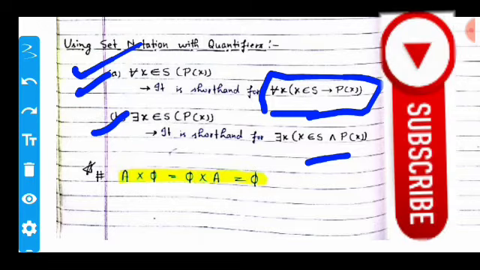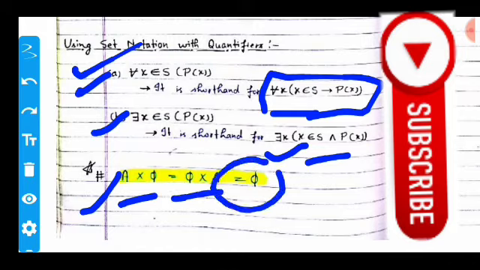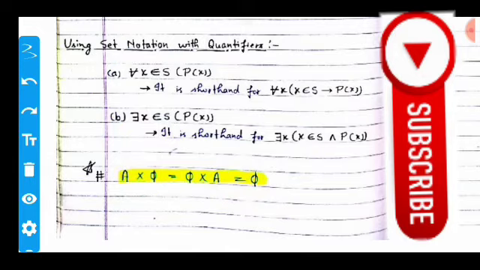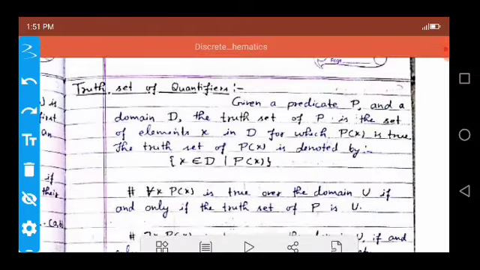So we say that this is written like this. Now, an important thing: A Cartesian phi and phi Cartesian A is always null, meaning phi. Now move on, set of quantifiers.